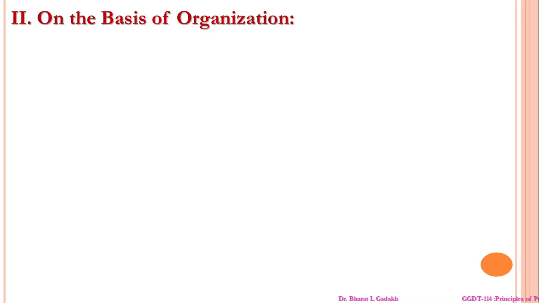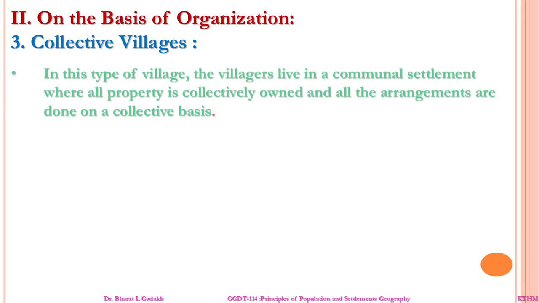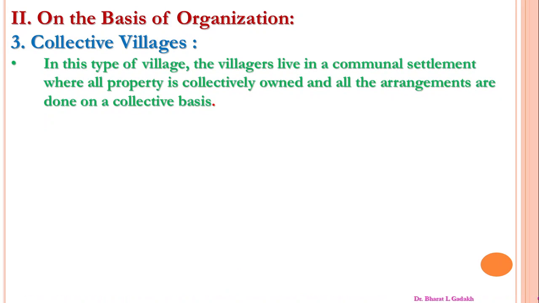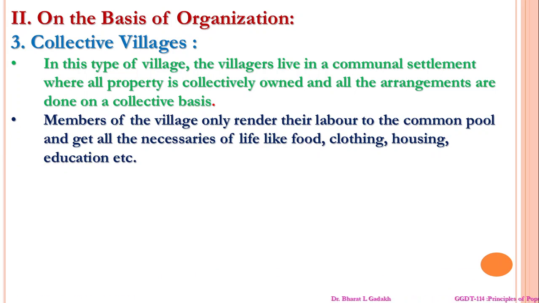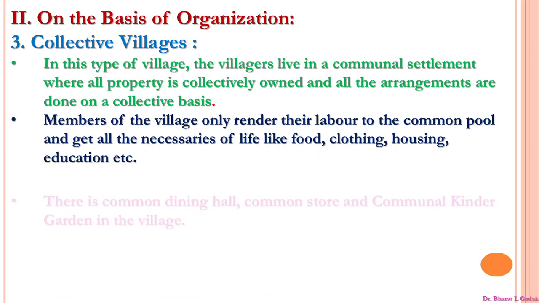Now, on the basis of organization, collective villages. In this type of village, people live in common settlements where property is collectively owned. All the arrangements are done on a collective basis. Members of the village only render labor to the common pool and get all the necessities of life: food, clothing, housing, education, etc.